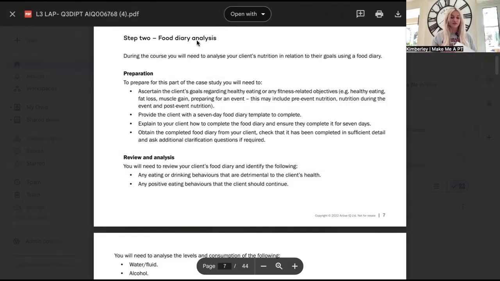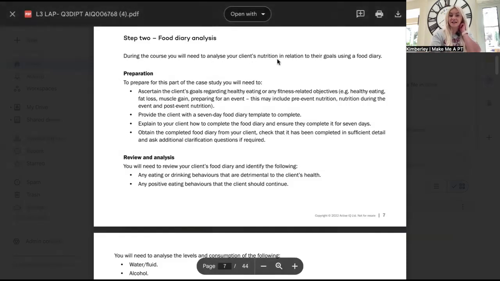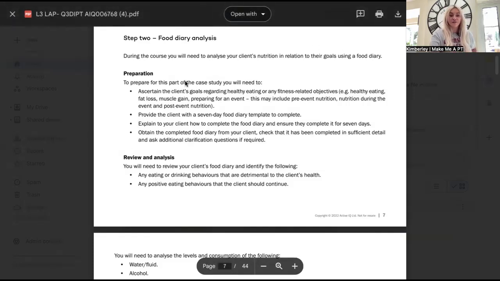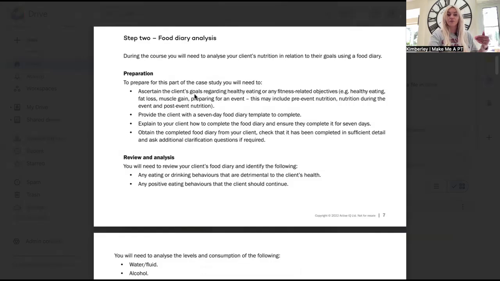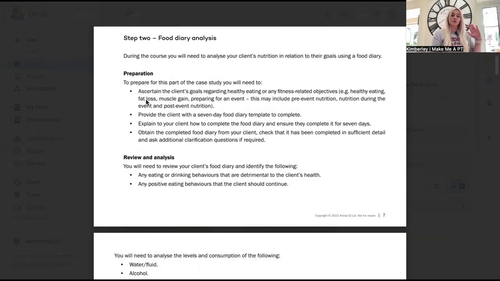So if you can ask them to fill out a 7-day food diary, then you can analyze it. During the course, you will need to analyze your client's nutrition in relation to their goals using the food diary. So it is unique to them. To prepare for this, you'll need to get their goals, eating habits, and any objectives. You need to find out if they want fat loss, muscle growth, or if it is for an event. Again, that makes a difference.